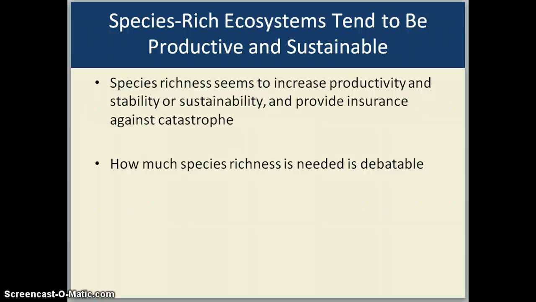Species-rich ecosystems tend to be more productive and more sustainable. A species-rich ecosystem has a greater primary productivity, so more plants to sustain more different types of animals above the plant level of the food chain, above the first trophic level. And the more different species there are in an ecosystem, the more complex the food web is.